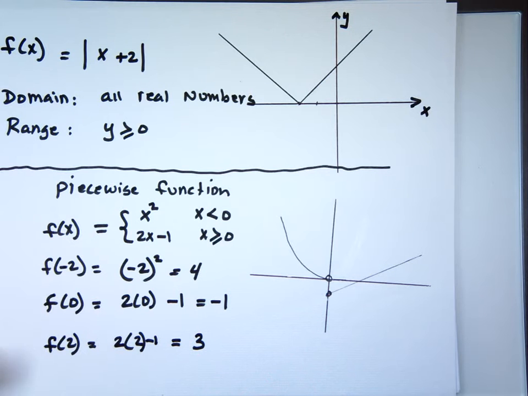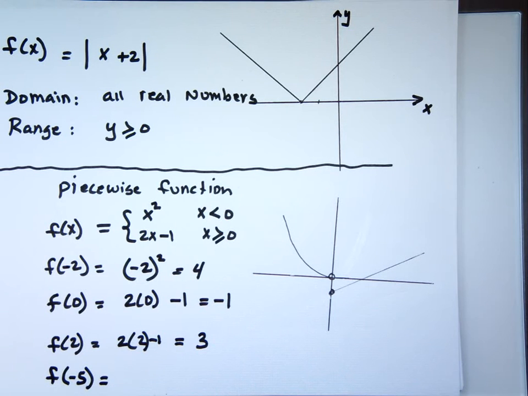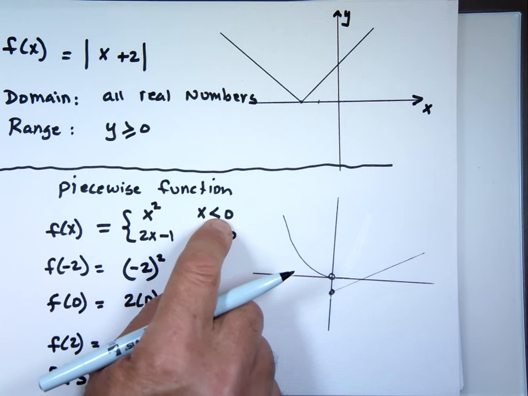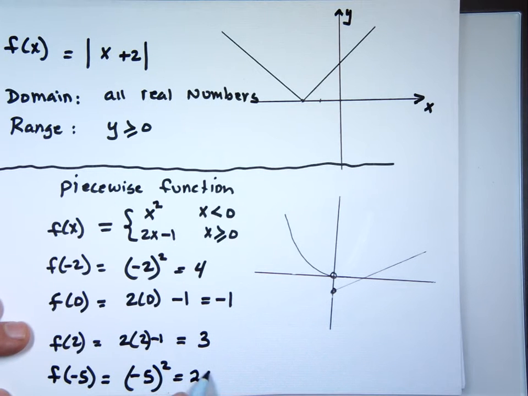If I said f of negative 5, top or bottom? Top. Why? Negative 5 is less than 0. I have to use the top. So that is 25.